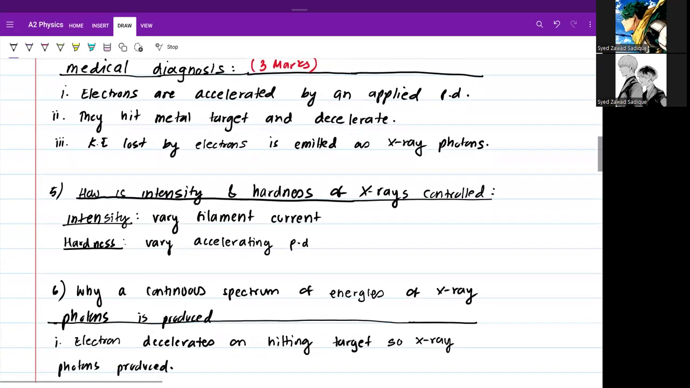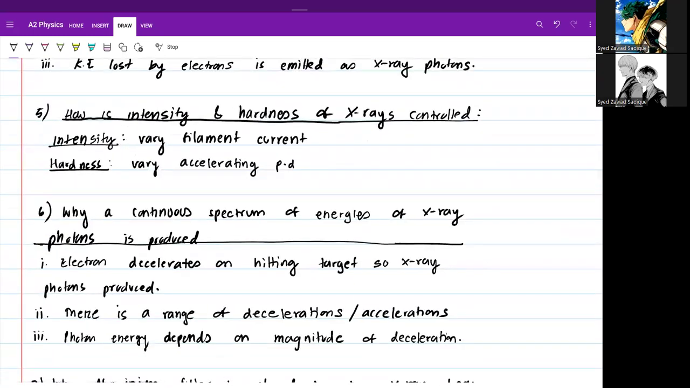Number five is how is intensity and hardness of X-rays controlled? Intensity is controlled by varying filament current, and hardness is controlled by varying accelerating PD. If you want to increase intensity, increase the filament current. If you want to decrease intensity, then decrease the filament current. If you want to increase hardness, then increase PD. If you want to decrease hardness, then decrease PD.